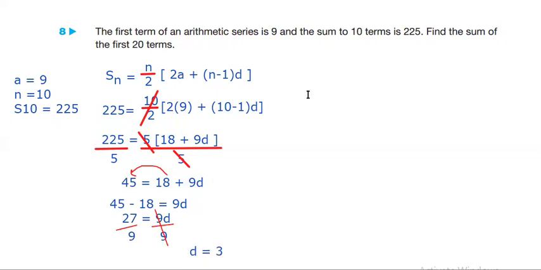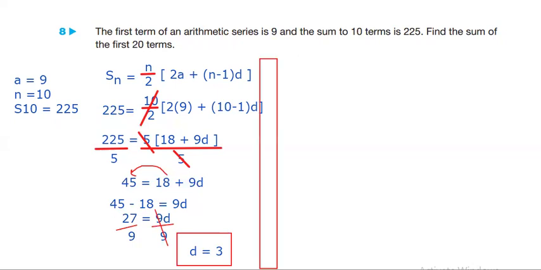And this is the first step of this question, finding the difference in the arithmetic sequence. So basically, I just found the difference, which is 3. Now I'm going to use it with the rest of the info that I have here. And my n will be 20 this time instead of 10. And this will help me to find the sum of the sequence that I have here.